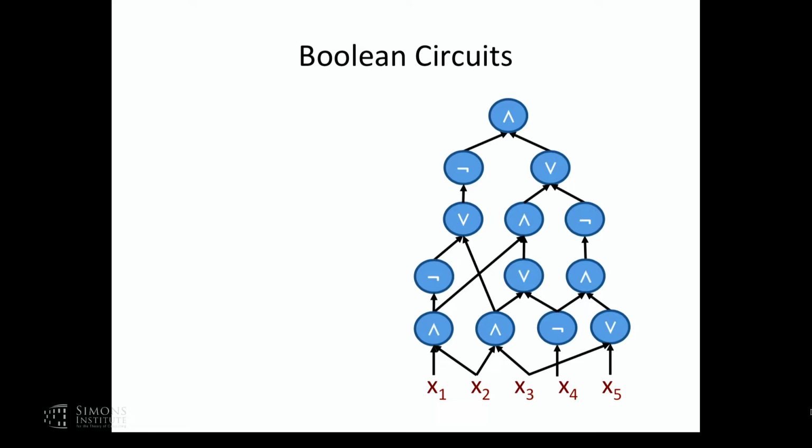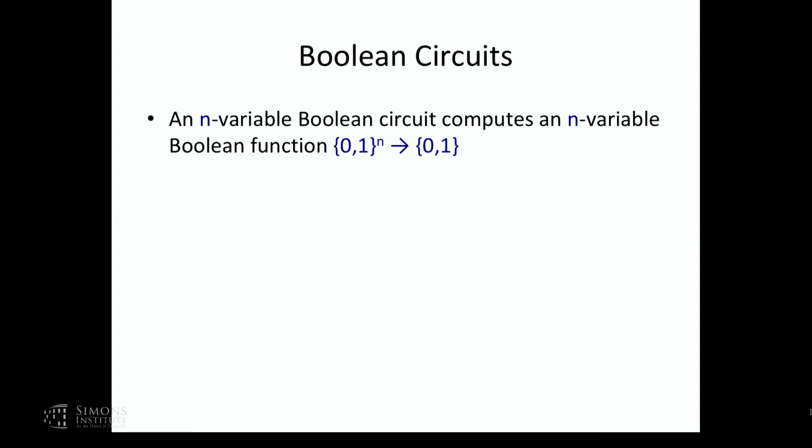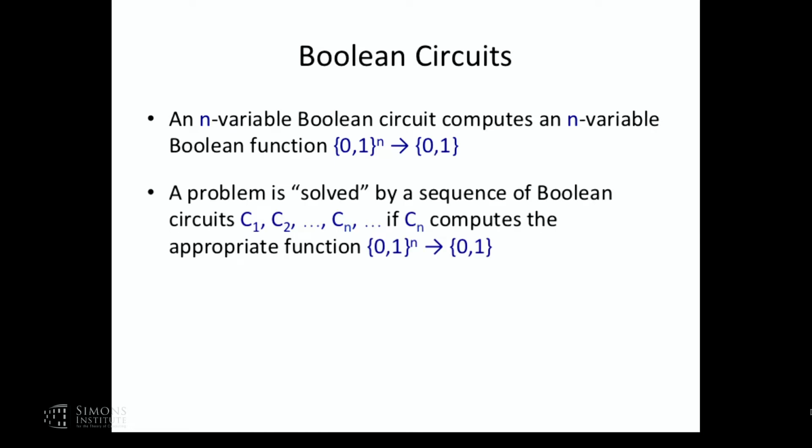Okay, so a Boolean circuit is a circuit comprised of, let's say, fan-in-two AND/OR gates and negation gates. We have our variables here on the bottom. By size of a circuit, I'll refer to the number of AND/OR gates, so the negations are for free. Circuits compute functions. An n-variable Boolean circuit is computing an n-variable Boolean function. We say that a problem is solved by a sequence of circuits, one for each input size, if the nth circuit is computing the appropriate n-variable function.